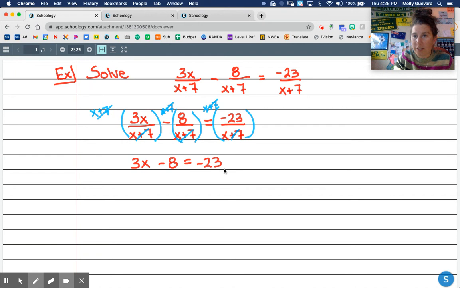Now I have an equation with no fractions, and so I can just solve, right? We can add 8, I get 3x is equal to negative 15, divide by 3, and I get x is equal to negative 5. Okay, then the question is, does x equal negative 5 give you 0?